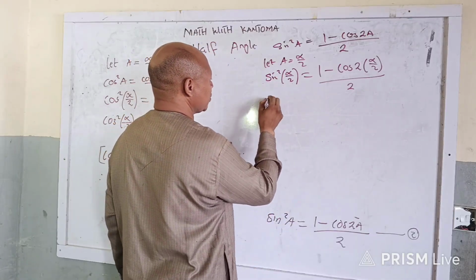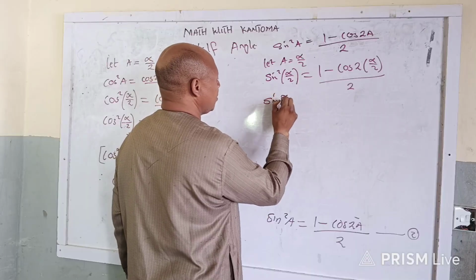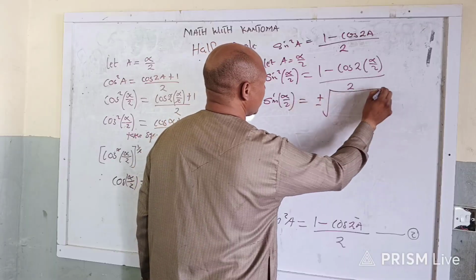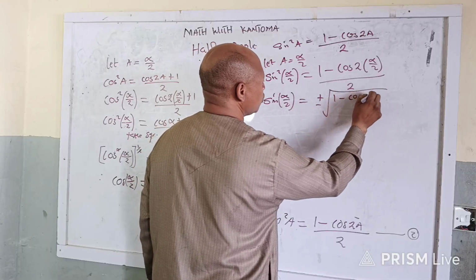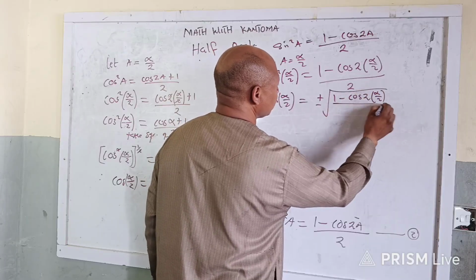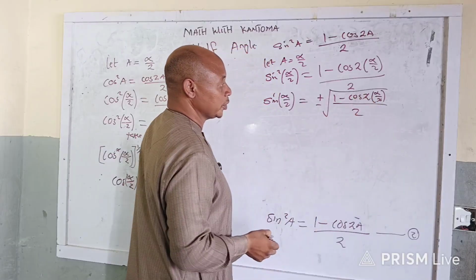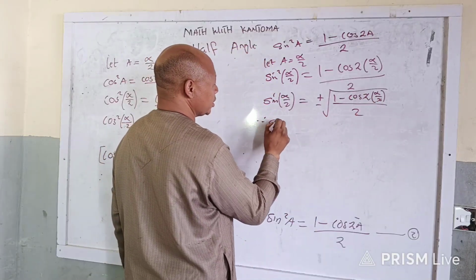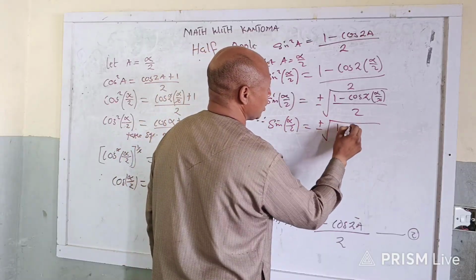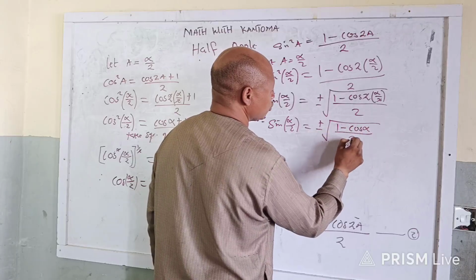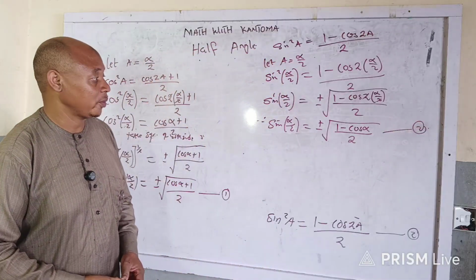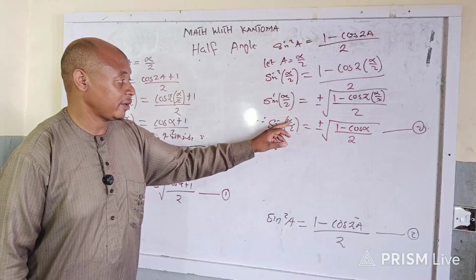By taking the square root of both sides, I will have sine alpha over 2 is equal to plus or minus the square root of 1 minus cos 2 alpha over 2, divided by 2. But here, these two will cancel these two. Therefore, I will be left with sine alpha over 2 is equal to plus or minus the square root of 1 minus cos alpha over 2. So this is the second equation, the half angle formula for sine alpha over 2.